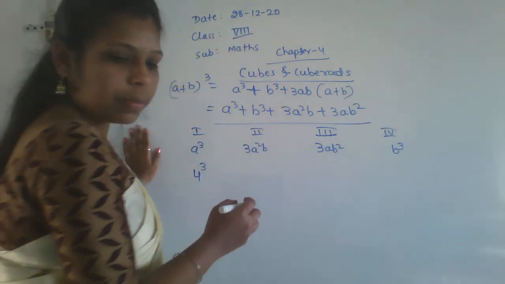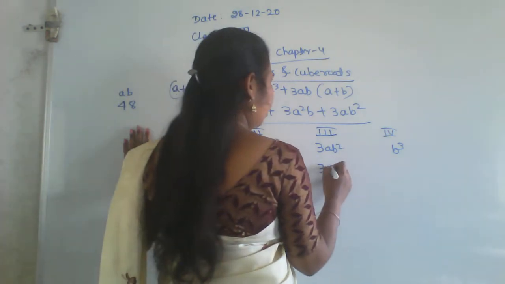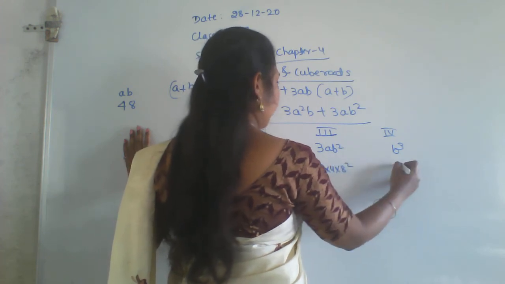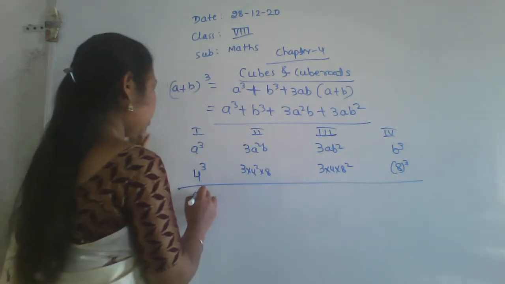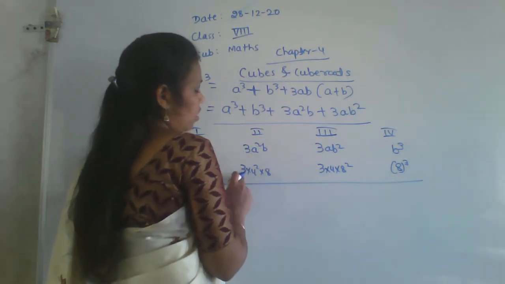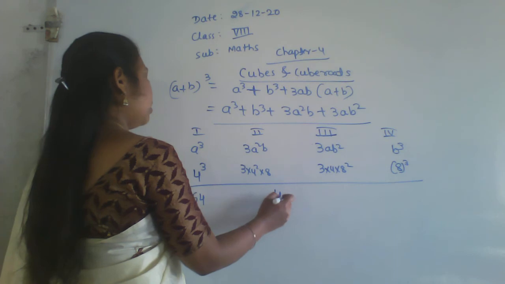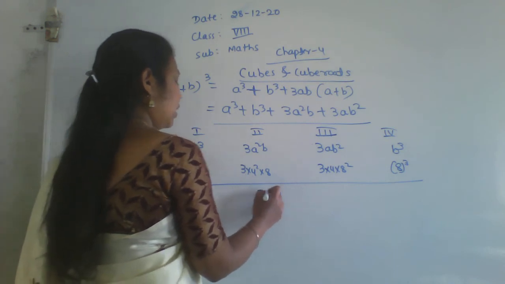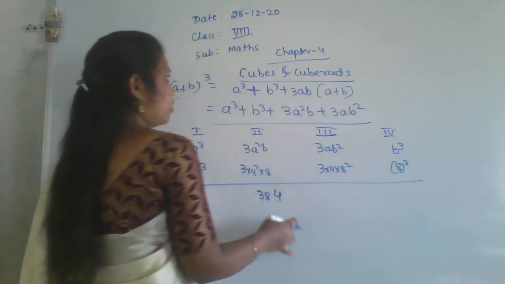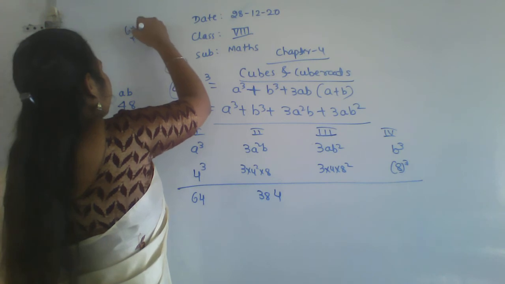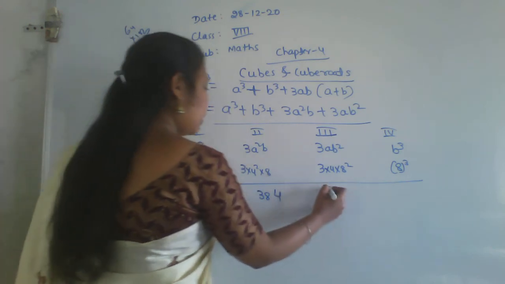So now it will become 3 into 4 square into b, which is 8, 3 into 4 into 8 square, and here 8 cube. So what is the answer here? This will become 64. 16 into 3 is 48. 48 into 8 is 384. And here 12 into 64 is 768.